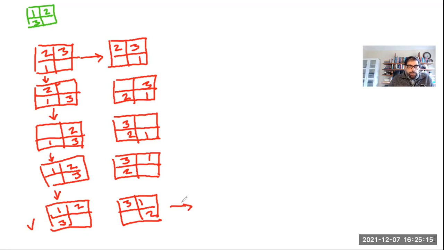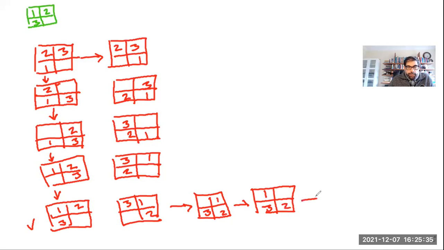And to continue in this direction, I will have to push 3 down, 1 and 2 will remain there in their place. And then finally, I will have to push 1 over here, 3 and 2 will remain in their place. And finally, I will push 2 up, and 1 and 3 will remain in place. And now you can see that this is now the desired state as well, right?